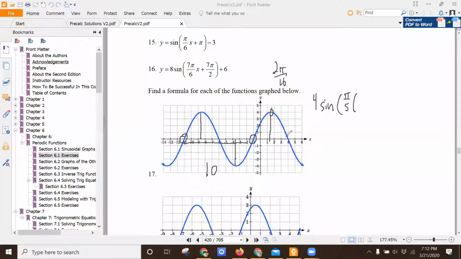And then we get this phase shift going left. So I'm going to say x plus 1. And it's not shifted up or down, so I'm not going to write anything. I mean, I could write plus 0, but why would I? So that's how I figured out that phase shift.